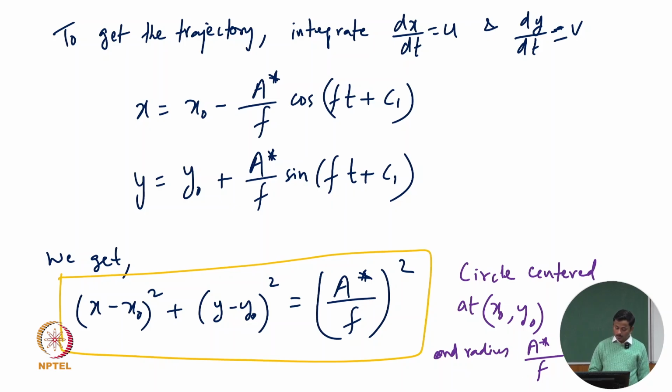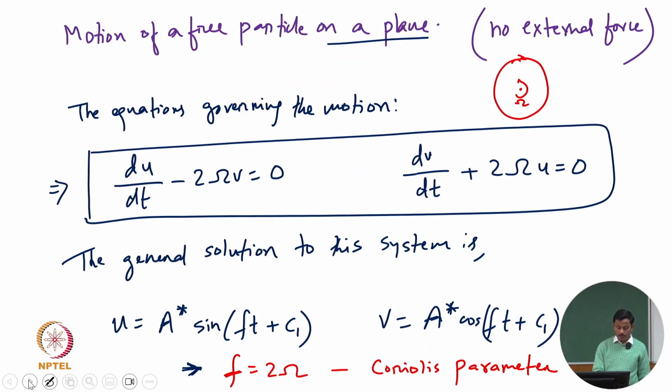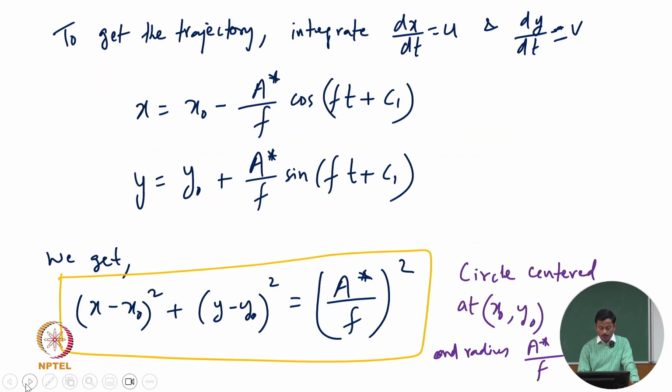Okay, so the motion of a free particle on a plane which is rotating at angular velocity omega is described by this equation of a circle, centered at x naught y naught, with radius a star by f. Of course, x naught and y naught will depend on the initial position at the time t equal to 0.